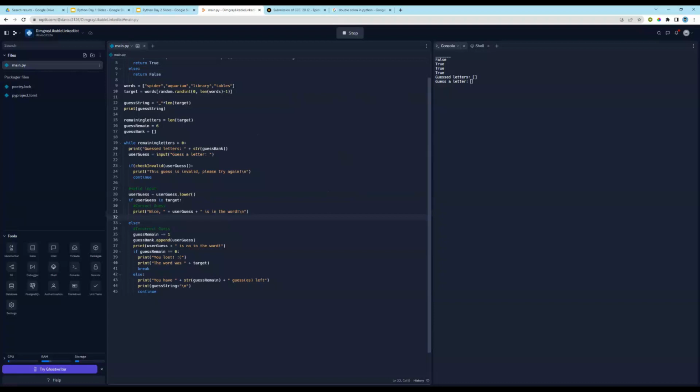So basically, first of all, we have to keep track of our guess bank. Yeah, so we have to keep track of our guess bank. So first of all, we have to do the guess bank and our user guess.